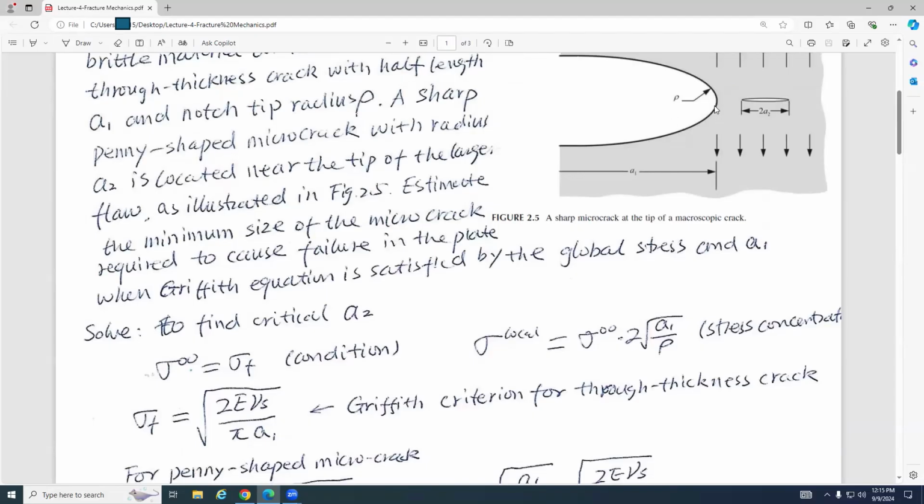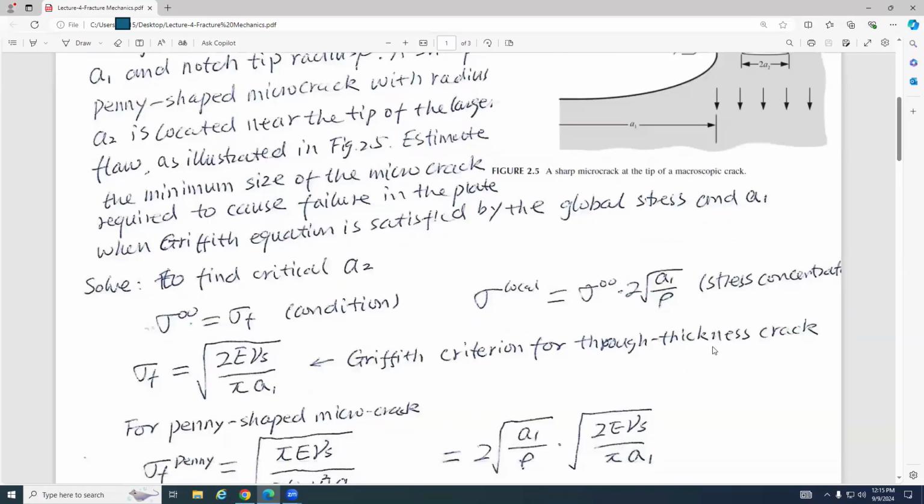In the first step, based on the stress concentration factor, we establish the relationship between the local stress and the infinity stress. This is the sigma f for the through thickness crack. Sigma f equals this. You can just put in: under this condition, when sigma f equals this, the through thickness crack will start to grow. I know this is sigma f, and putting sigma f in for sigma infinity here, I have this sigma local.